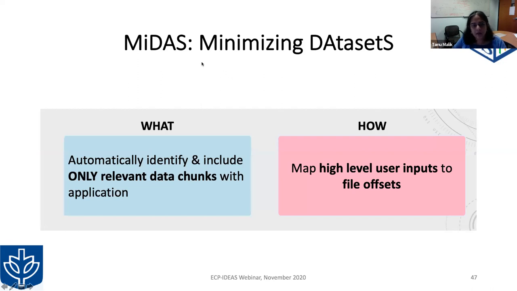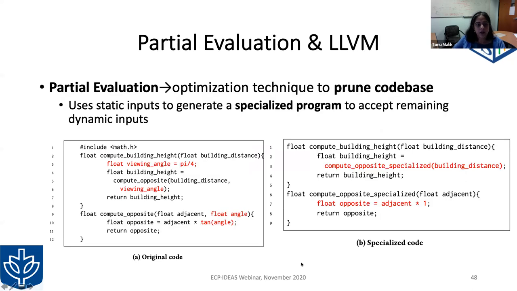So MIDAS is the tool for minimizing data sets. It automatically identifies and includes only the relevant data chunks, mapping high level user inputs to file offsets. So how does it do it? It uses partial evaluation, which is a compiler optimization technique to prune code bases. Partial evaluation typically uses static inputs to generate a specialized version of the program that only accepts dynamic inputs.